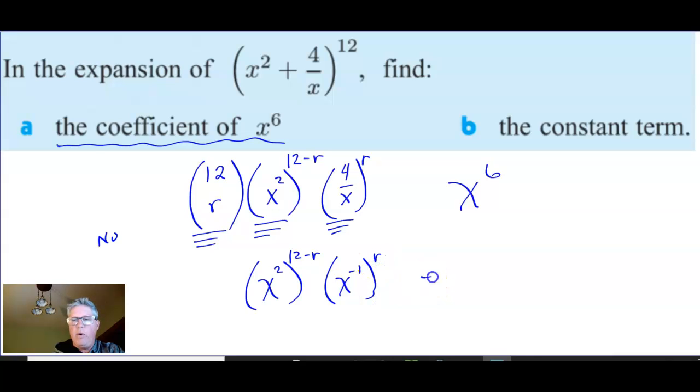Okay. And what do I want? I want x to the 6. So this is the focus move. Focus. Don't even worry about the numbers. We're trying to flush out what r is.